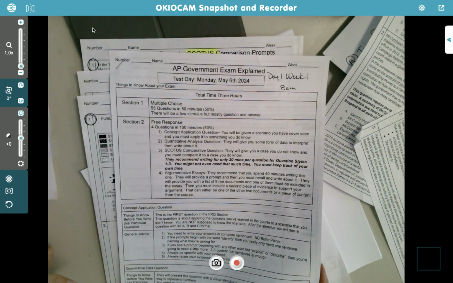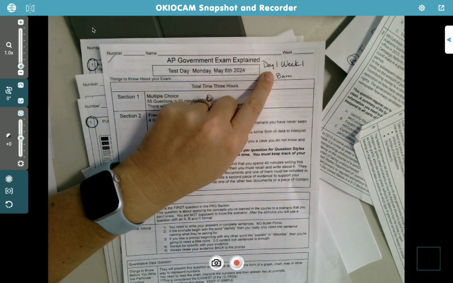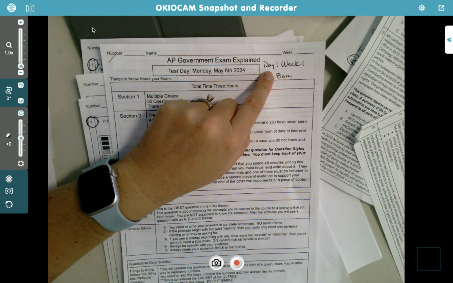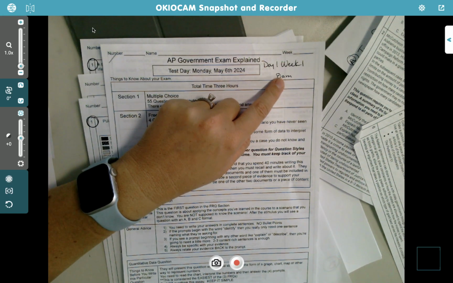Take out your AP Government Exam Explained. It's the packet one. Okay. This is a breakdown of what your test will look like on May 6th. You are day 1. Write it. You are day 1, week 1, 8 a.m. You are the very first exam of exam week.